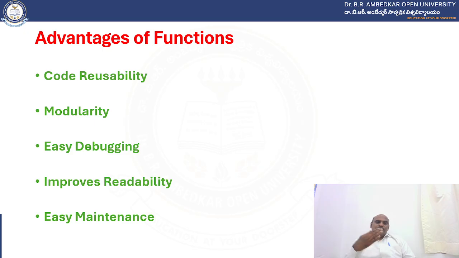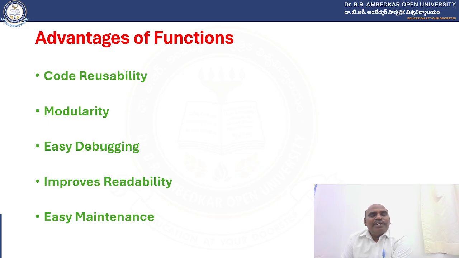Second one is called modularity. Module means part-wise. I told you, if thousands of lines of program are there, 200, 200, 200 lines wise we can divide. Like module 1, module 2, sub parts wise, we can divide and write the whole program. That is modularity, division.